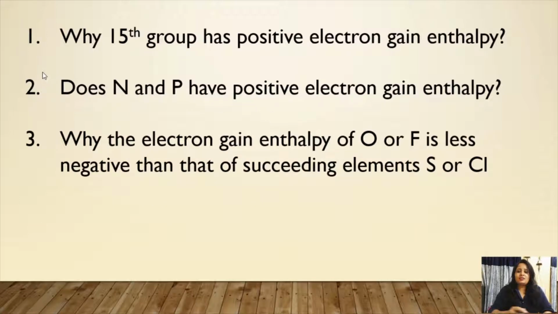The first question which is most frequently asked is why 15th group has positive electron gain enthalpy. The second question we have is, do nitrogen and phosphorus have positive electron gain enthalpy? The third question is, why is the electron gain enthalpy of oxygen or fluorine less negative than that of succeeding elements sulfur or chlorine? So first of all, see question number 1 and 2.